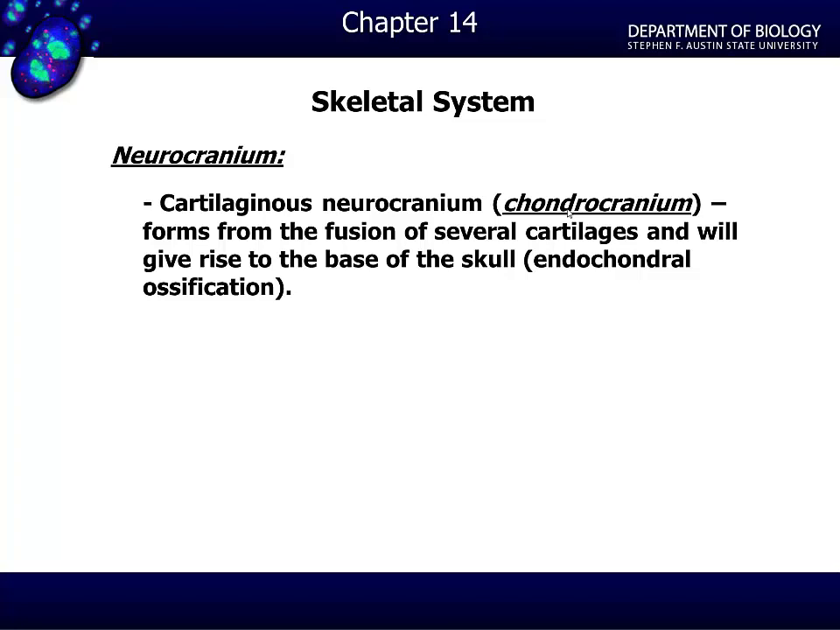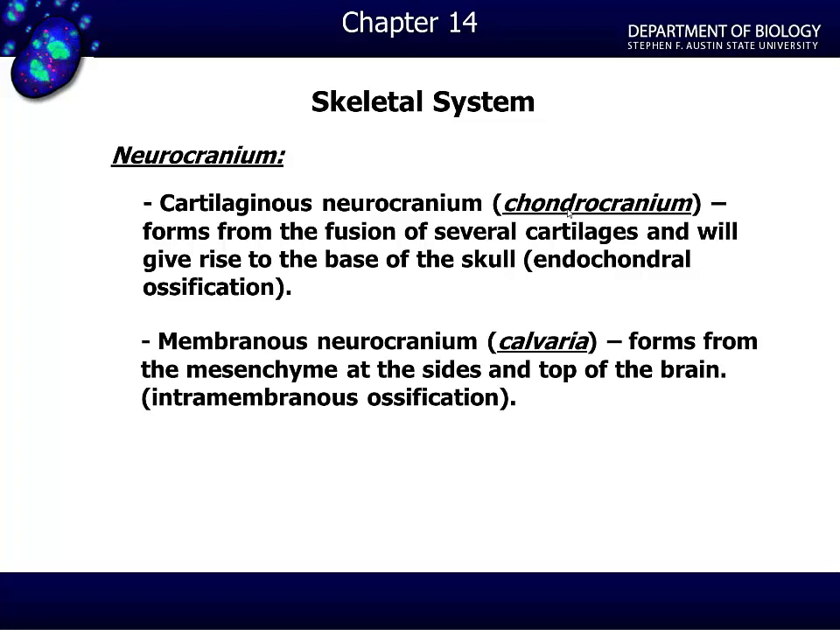So with the neurocranium, it's often referred to in development as the cartilaginous neurocranium or the chondrocranium, and you may remember this from comparative anatomy. This is essentially going to form the base of the skull. And when I say the base of the skull, this is going to be the floor upon which the brain will sit. And this portion is going to be the part that is formed with endochondral osteogenesis.